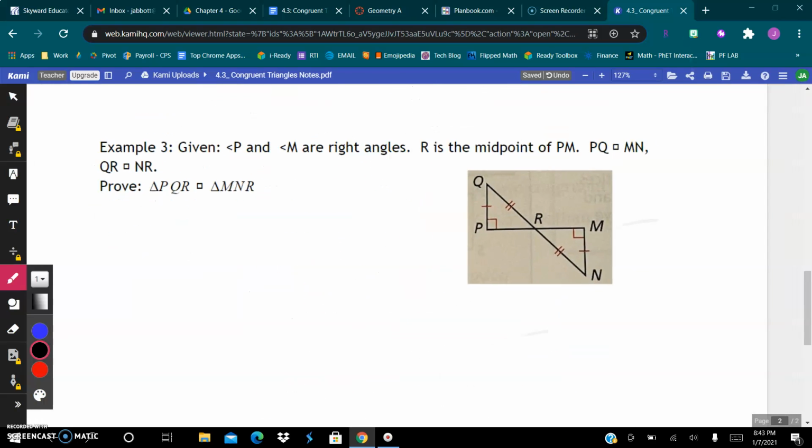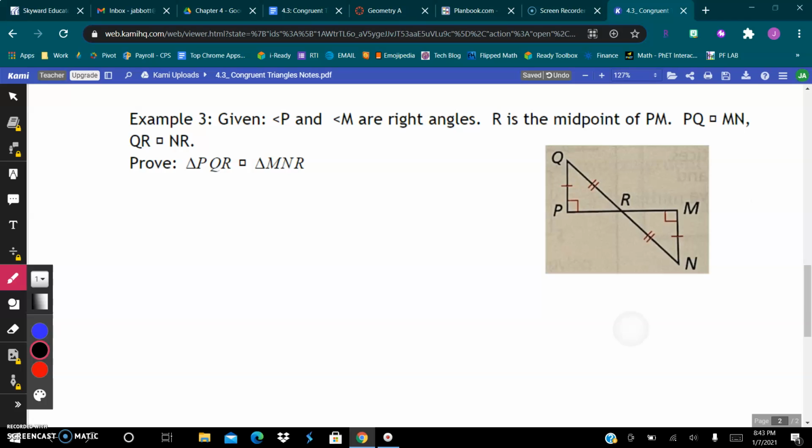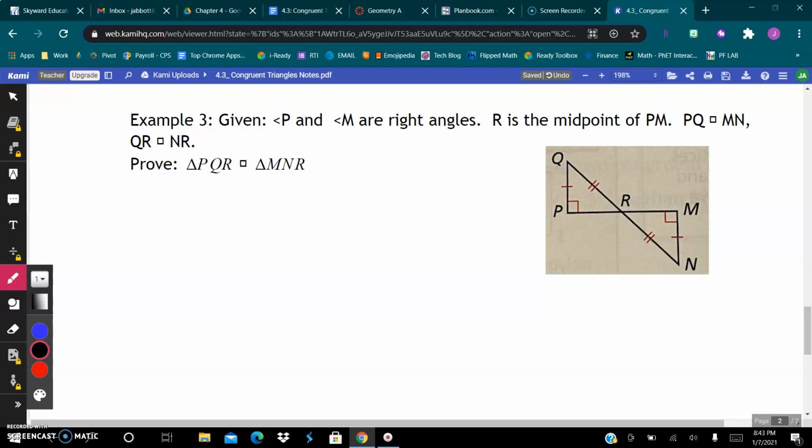All right, and then for our last example here, we are given that angle P and M are right angles. R is the midpoint of PM, and PQ is congruent to MN, and QR is congruent to NR. So we are going to have to write a proof that triangle PQR is congruent to triangle MNR. So we're going to have to figure and prove that those two triangles are congruent.